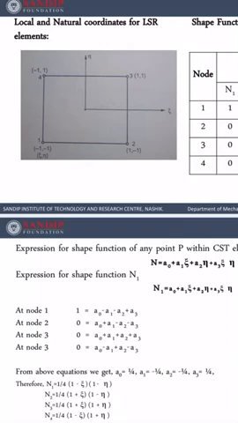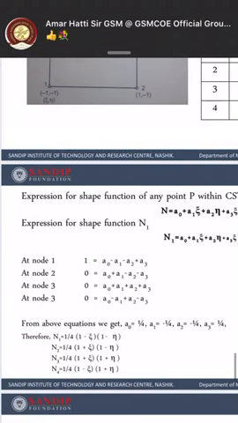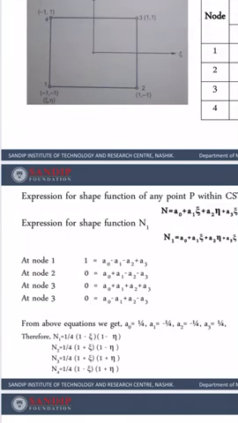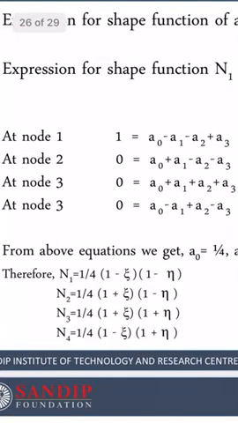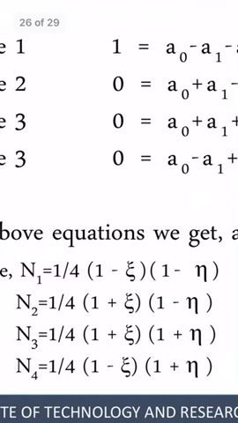Okay, in this way if we put for node 2, node 3, node 4, we can get these 4 equations, and by solving these 4 equations we will get the values of a0, a1, a2 and a3. Therefore by putting a0, a1, a2, a3, we will get the shape functions n1, n2, n3 and n4. So now n1, look at this, what is the formula for the n1 shape function? N1 is equal to 1 by 4 in bracket 1 minus zeta into 1 minus eta. Okay, 1 by 4 is a constant into the whole term 1 minus zeta into 1 minus eta.